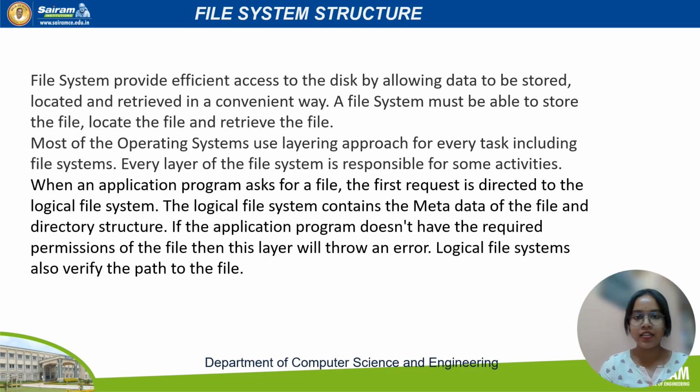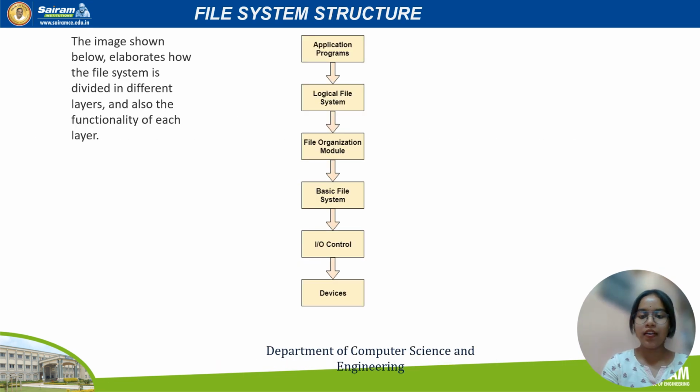Let us see the further topic in the file system structure. File system structure has different layers, as I said. Here we can see application programs, logical file systems, file organization module, basic file systems, input output control, and devices. So these are the layers of the file system structure. Now let us see what exactly this is.